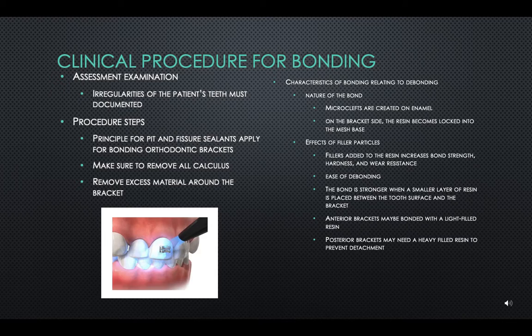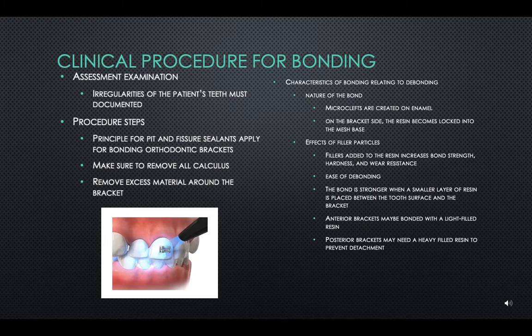Ease of debonding can be related to the type of resin and length of etching time. Heavily filled composites are thicker and may be more difficult to remove. Etching time of 30 seconds significantly improves bond strength for orthodontic brackets. The bond is stronger when a smaller layer of resin is placed between the tooth surface and the bracket.